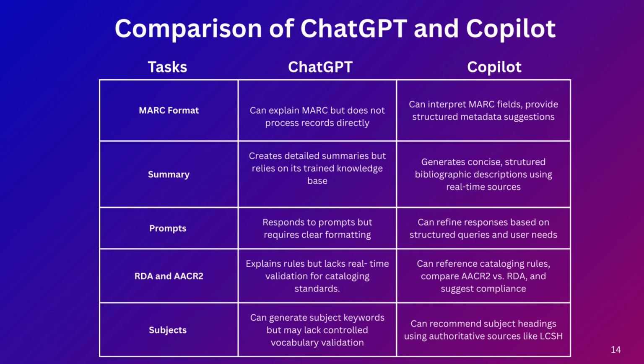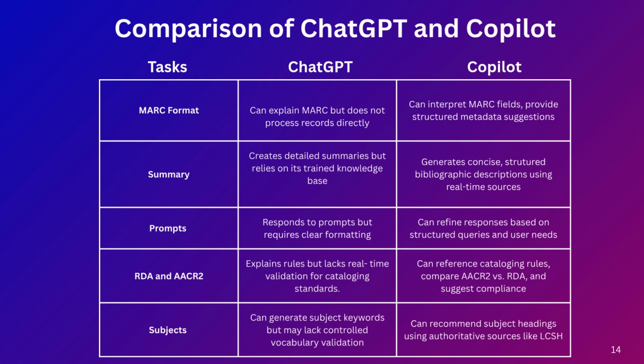For the prompts, ChatGPT adapts dynamically but requires clear instructions, while Copilot refines queries for cataloging precision. AACR2 and RDA: ChatGPT explains guidelines but lacks validation, and Copilot references standards with source data. And for subject classification, ChatGPT provides keyword recommendations but lacks standard validation, while Copilot suggests authoritative headings from real time databases.